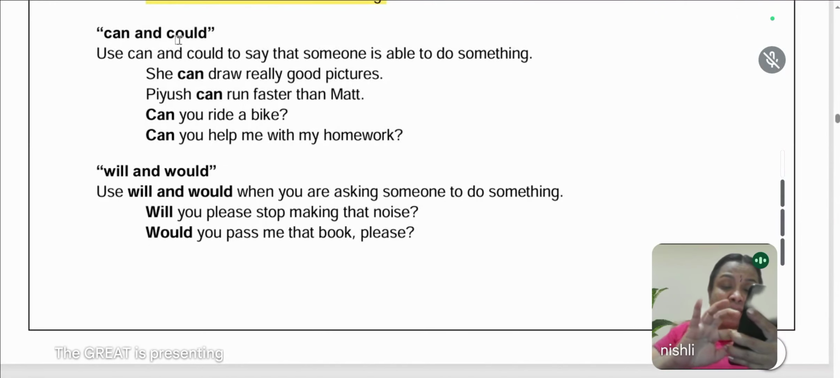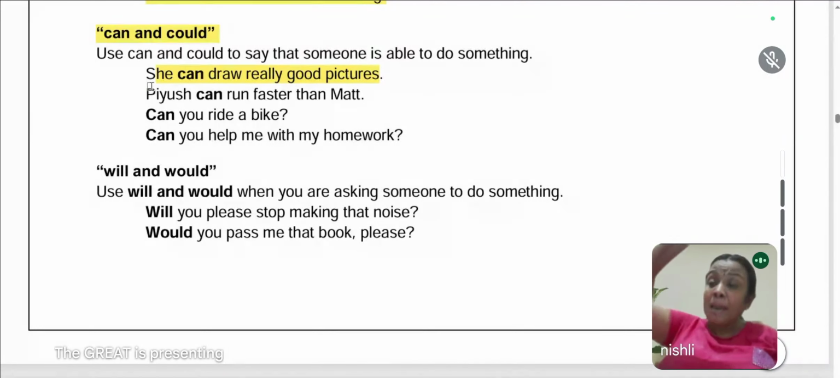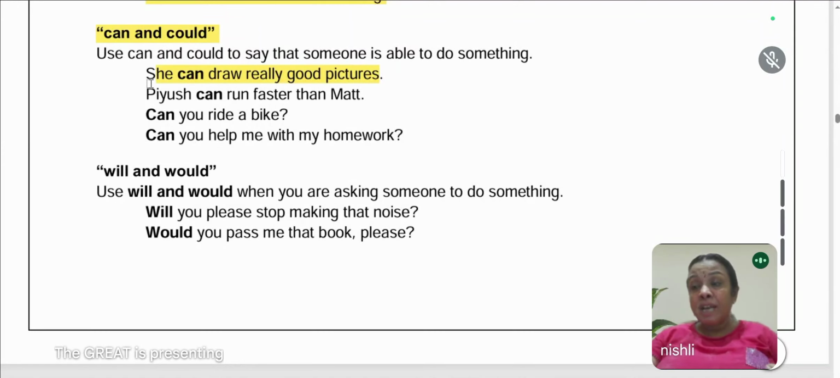Use can and could to say that someone is able to do something. She can draw really good pictures. So what does this sentence show? She can really draw. That refers to the capability of a person. She can draw, she can sing and dance, she can draw very well. She can draw very well means it refers to capability. How capable that person, he or she, is of drawing.